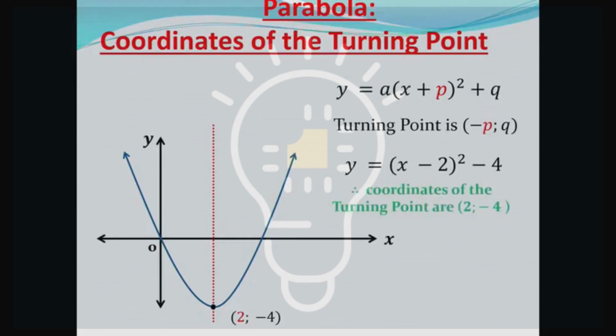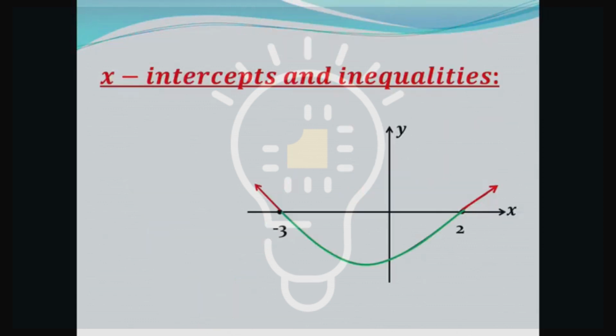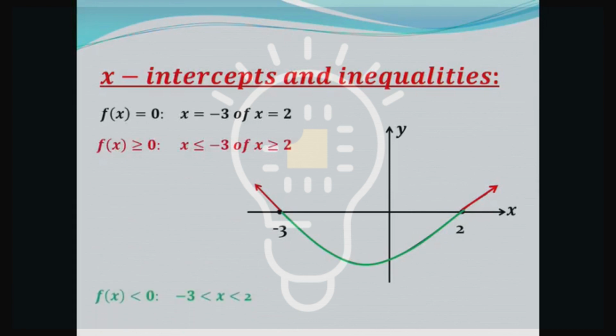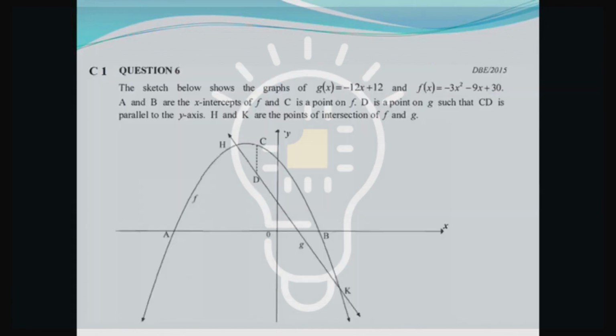The coordinates of the turning point in connection with that parabola are (2; -4). Don't forget how we find the coordinates of our turning point. The x-intercepts are found by making y equal to 0, and there are also inequalities that play off. Remember, above the graph means positive, below the graph means negative, and there it all plays off.